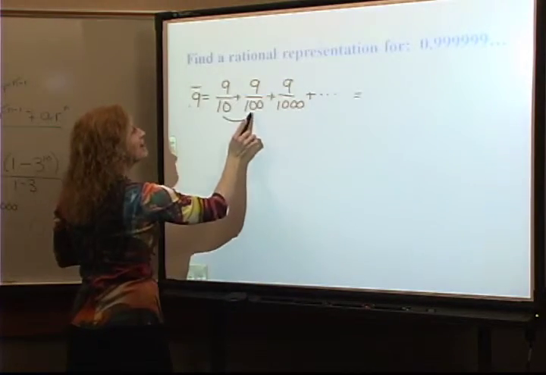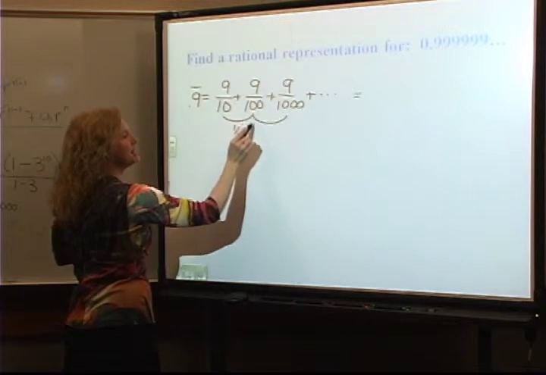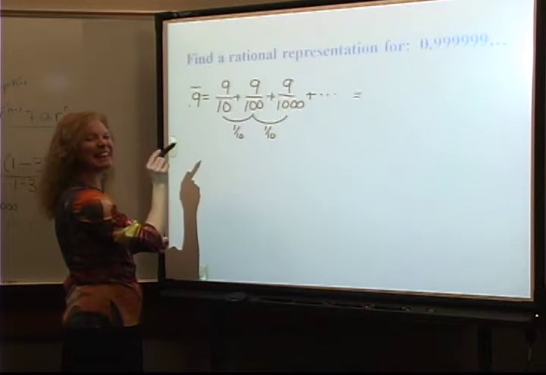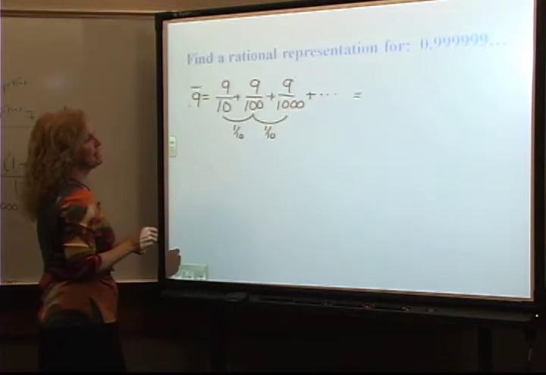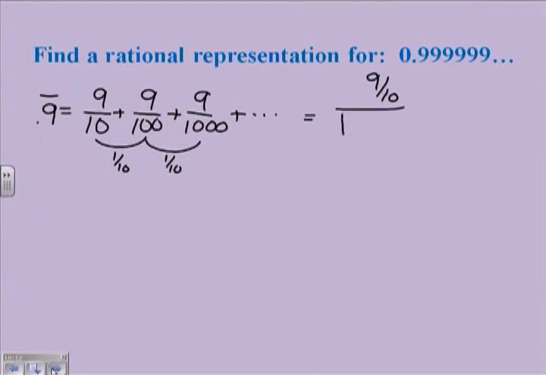And so, let's see here. What are we multiplying by to get from term to term? Isn't it 1/10? Times 1/10? So we have an infinite geometric series, and it is first term over 1 minus the common ratio of 1/10. And looky there. We end up with 9/10 over 9/10. The rational representation for 0.9 repeating is 1.